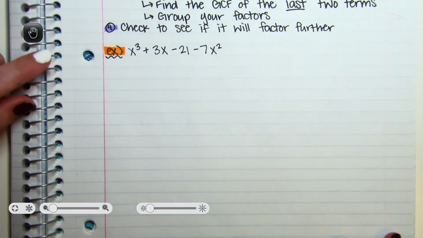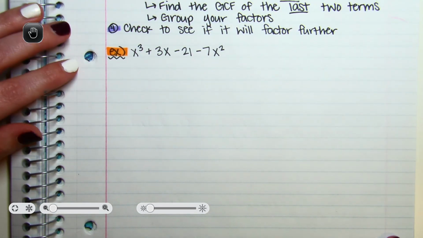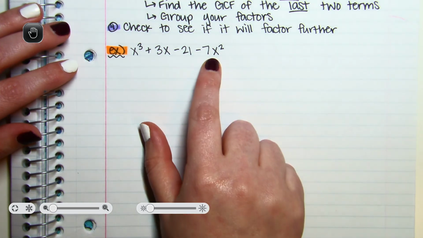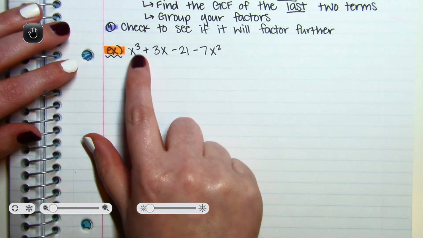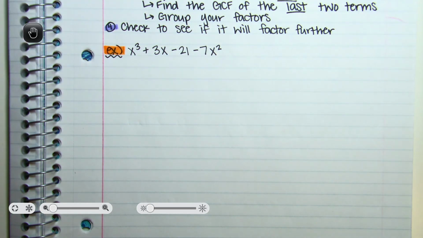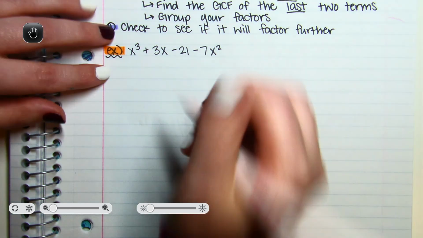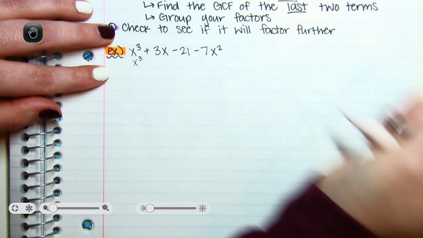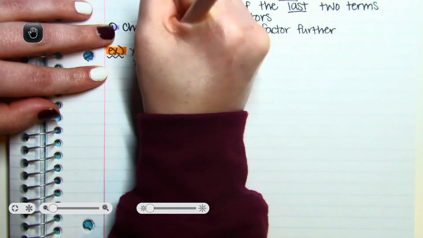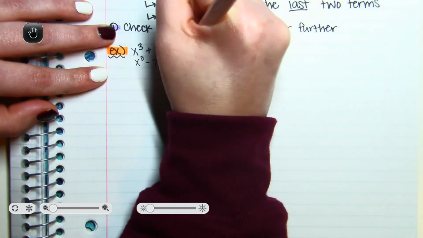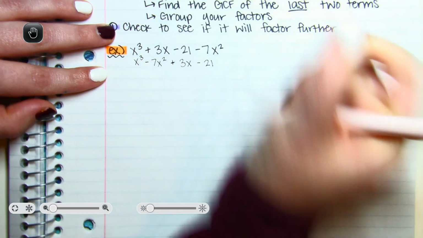So let's look at our first example. Is it written in standard form right now? You should have said no. This x squared is at the end, and it shouldn't be. It should be between the x cubed and the x term. So let's go ahead and rewrite this. So it's going to be x cubed minus 7x squared plus 3x minus 21.